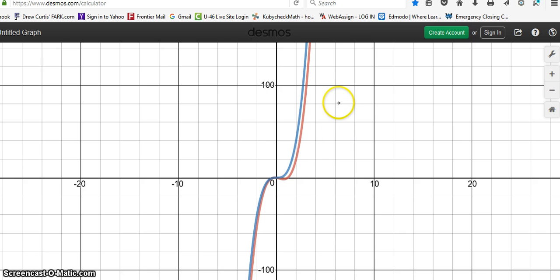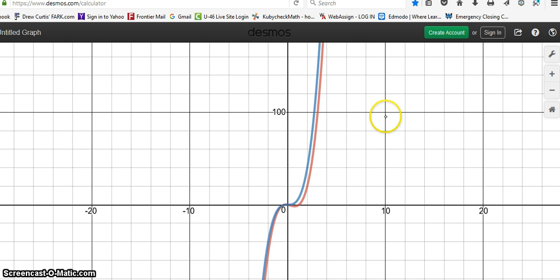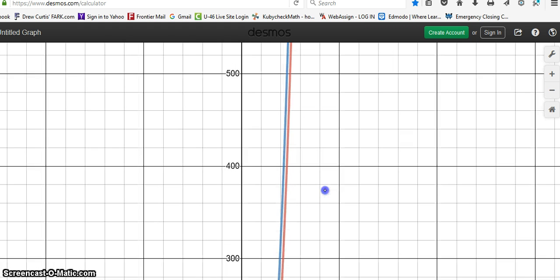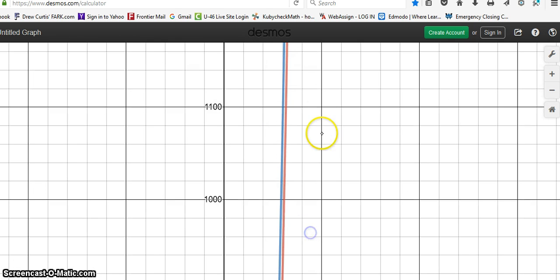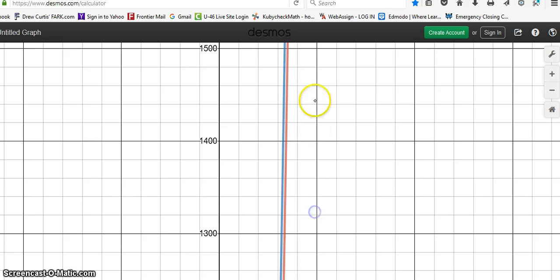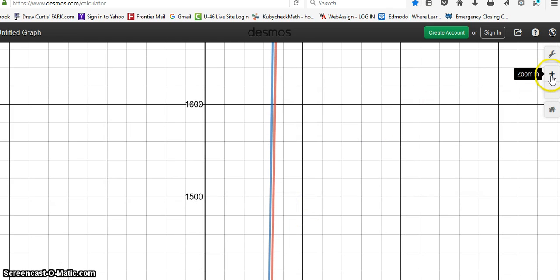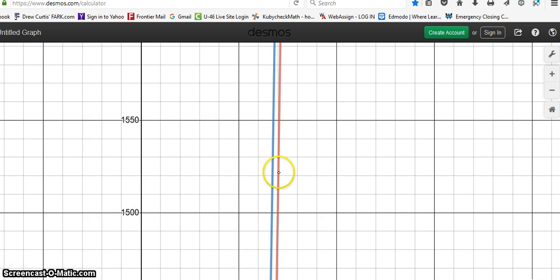Now, notice how we're not even at 10 yet. Look how close those are together. And look how far we go. So I'm zooming up, up, up. Here's 5, here's 10. So we're only at 7 here. And at 1500, they're 100 apart.